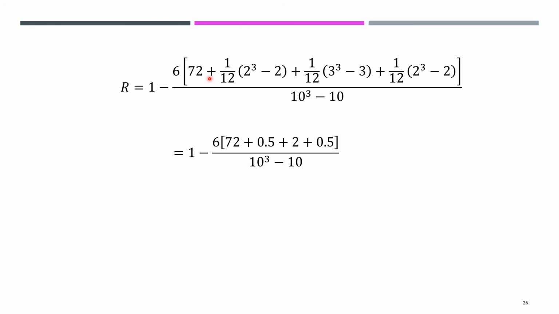Again simplifying, 2 cube minus 2. We can do this directly using a calculator also. 2 cube minus 2 comes out to be 8 minus 2, that is 6. 6 by 12 is 0.5. Here it is 27 minus 3, that is 24 divided by 12, that is 2. This is again 0.5. Simplifying everything, we get the answer as 0.5454. Again a positive correlation, and this value lies between minus 1 and plus 1.